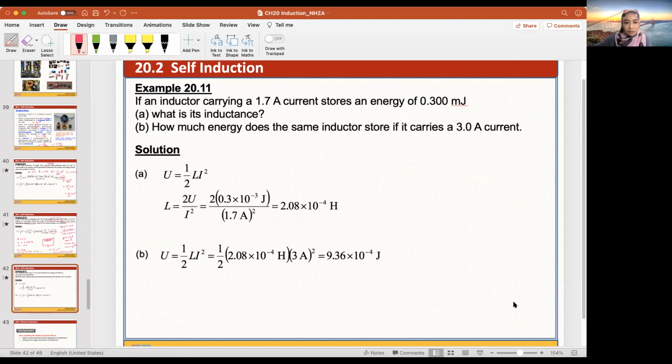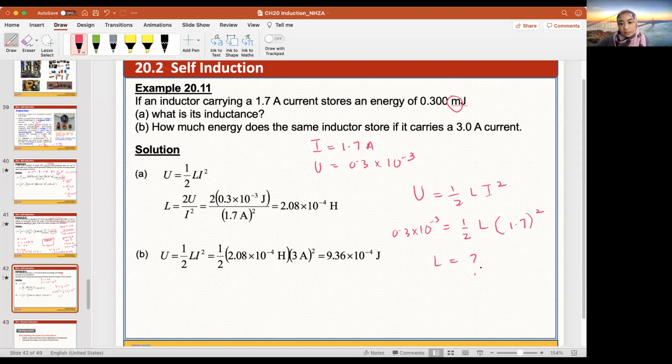Okay, moving on. If an inductor carrying 1.7 A current, so you have I, 1.7 A, stores an energy of 0.3 millijoule. So U equals 0.3 times 10 to the minus 3. What is its inductance? So it's asking you what is L. So U equals 1 over 2 Li squared. We have U, which is 0.3 times 10 to the minus 3, 1 over 2. We don't know what L is, but we know what our I is. So then you can solve for L.